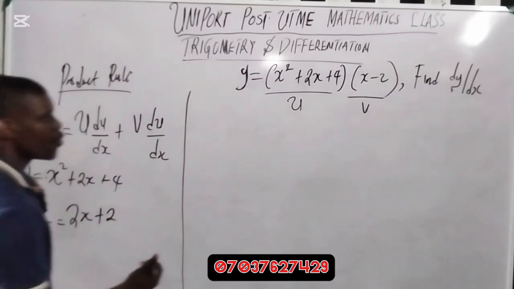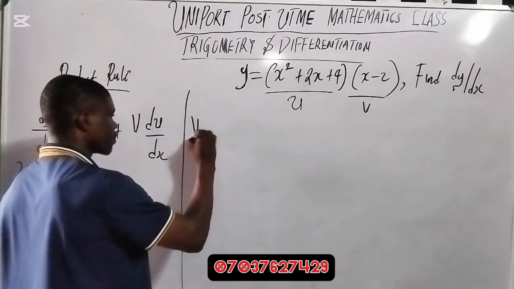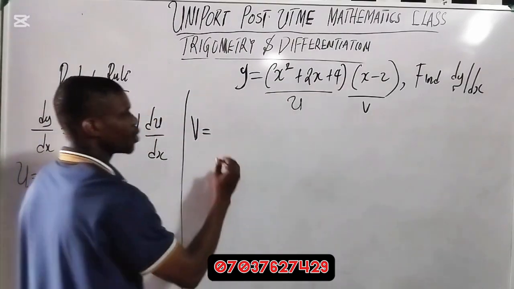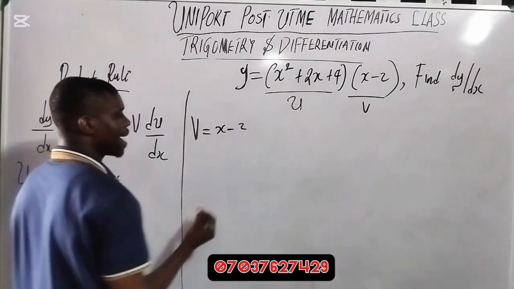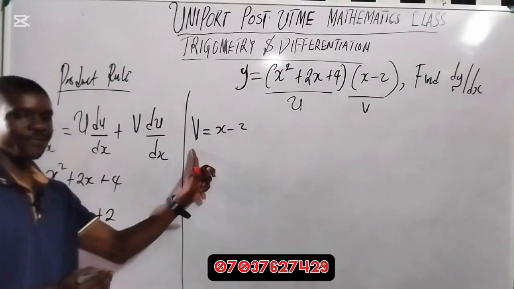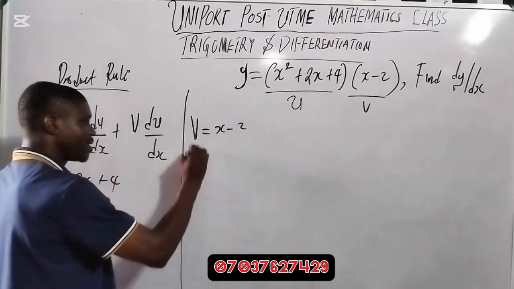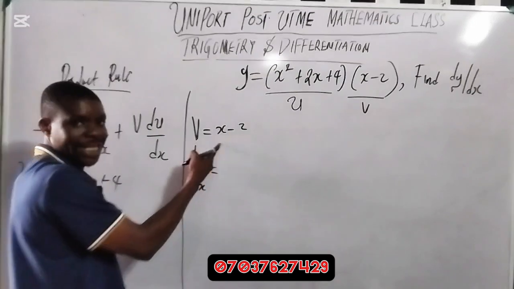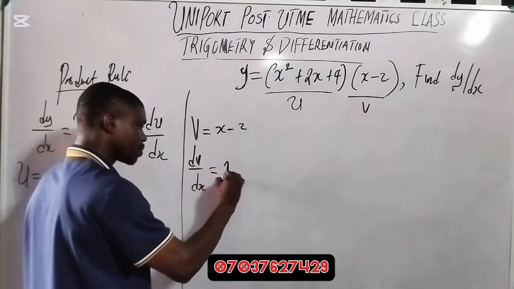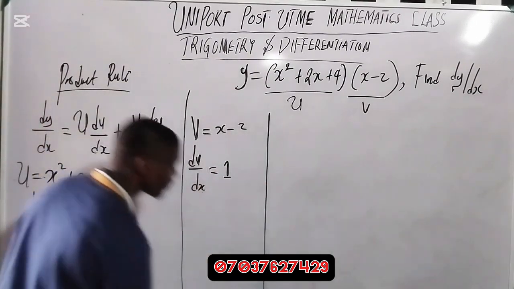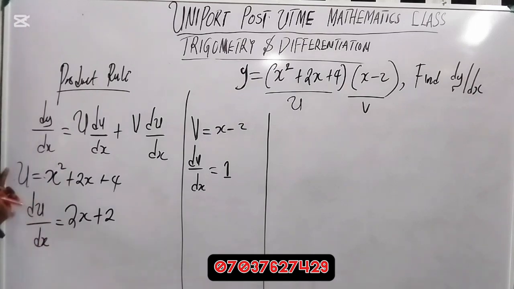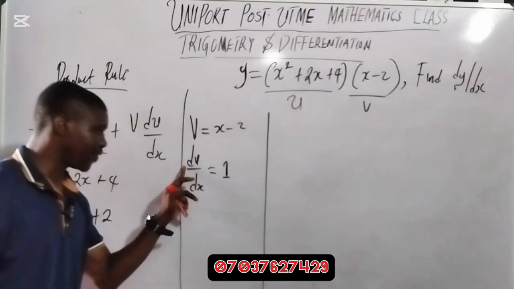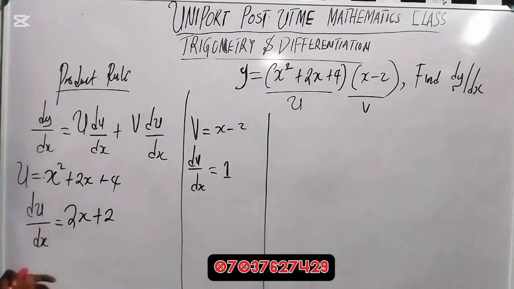At the same time, we also have v. My v is x minus 2, right? So let's get dv over dx. The dv over dx is equal to what? If you differentiate from here, we have 1. So here we have u, we have du over dx. Here we have v, and here we have dv over dx. Now let's apply the formula method here.